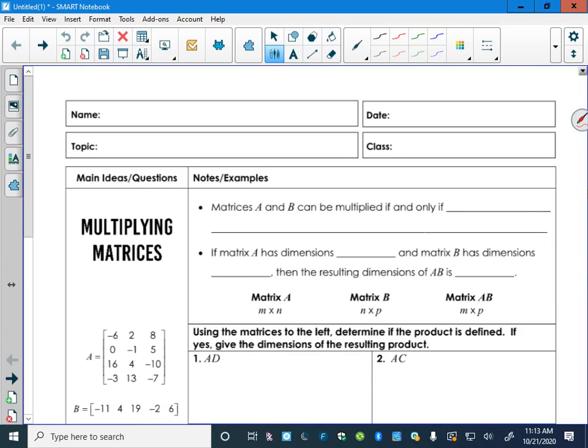Okay, next we'll talk about multiplying matrices. The first bullet says matrices A and B can be multiplied if and only if the number of columns in A equals the number of rows in B.